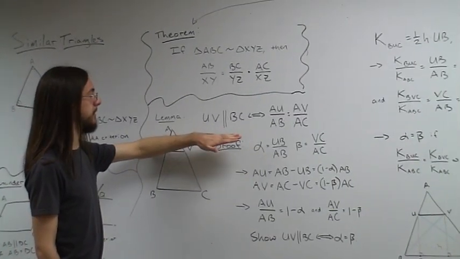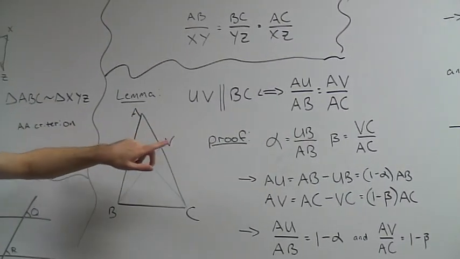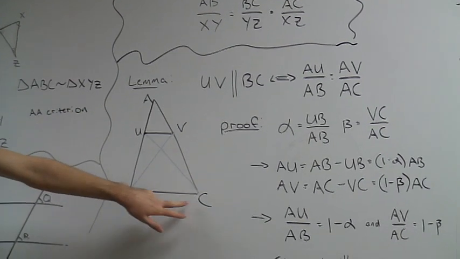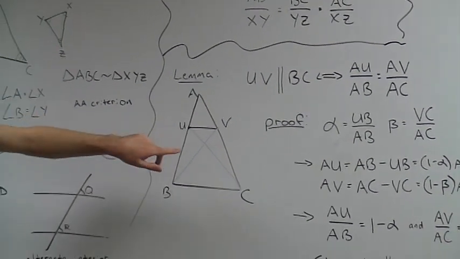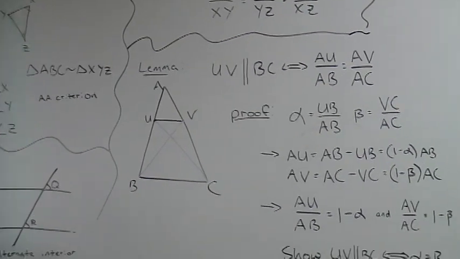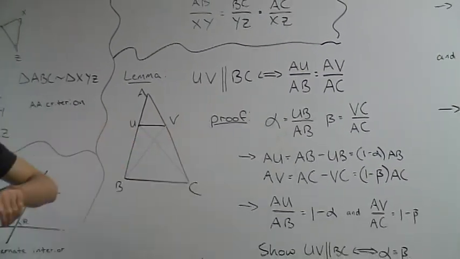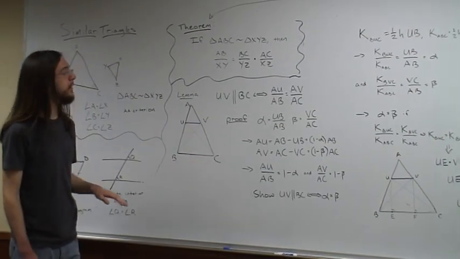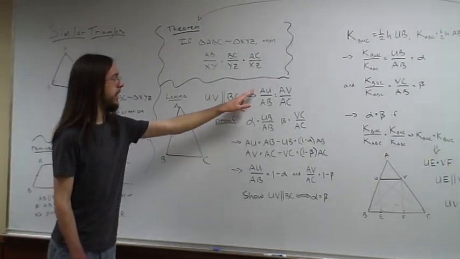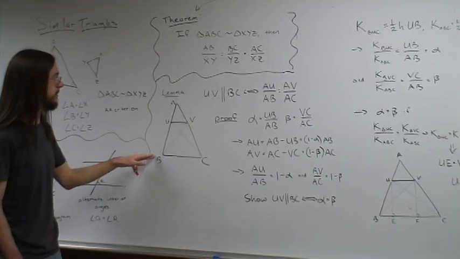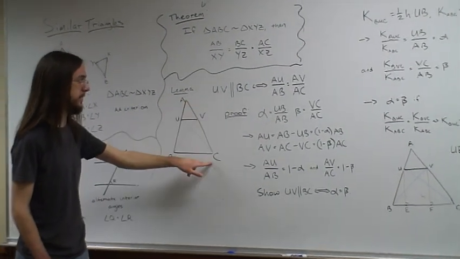Okay, basically it says that if we have a triangle ABC, and we pick a point U on AB and a point V on AC, then UV being parallel to BC, right here, is equivalent to saying that AU divided by AB is equal to AV divided by AC.